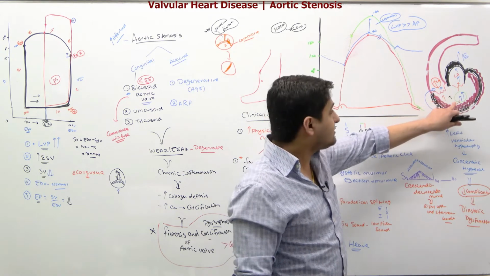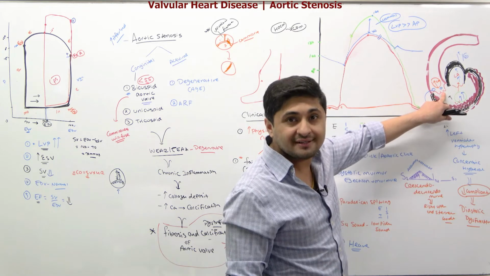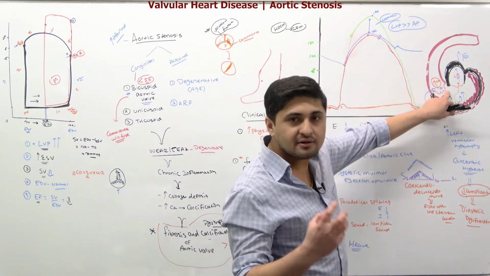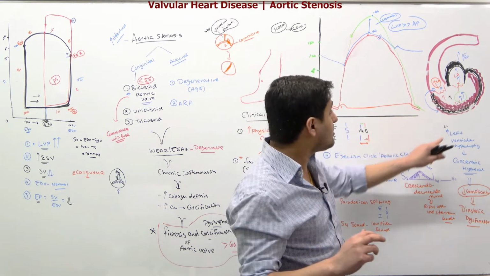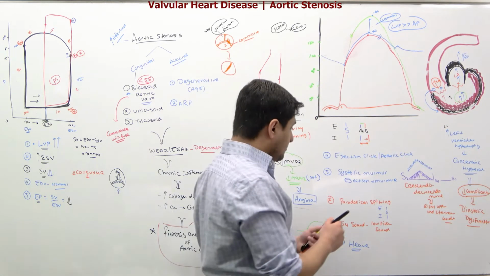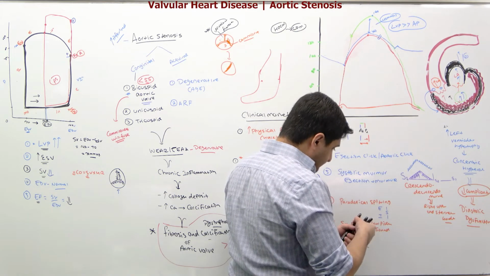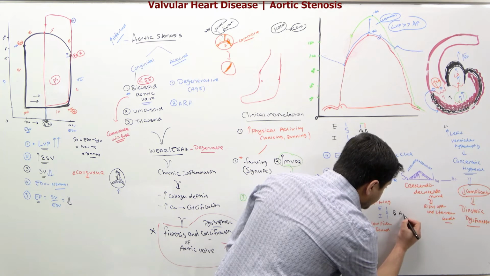the aortic valve has to generate a much higher pressure to open. Because of that, when the aortic valve closes, it actually takes a little more time to close compared to the pulmonary valve. So if I quickly draw it, let's say this is P2 here, and I'm going to make A2 right here.